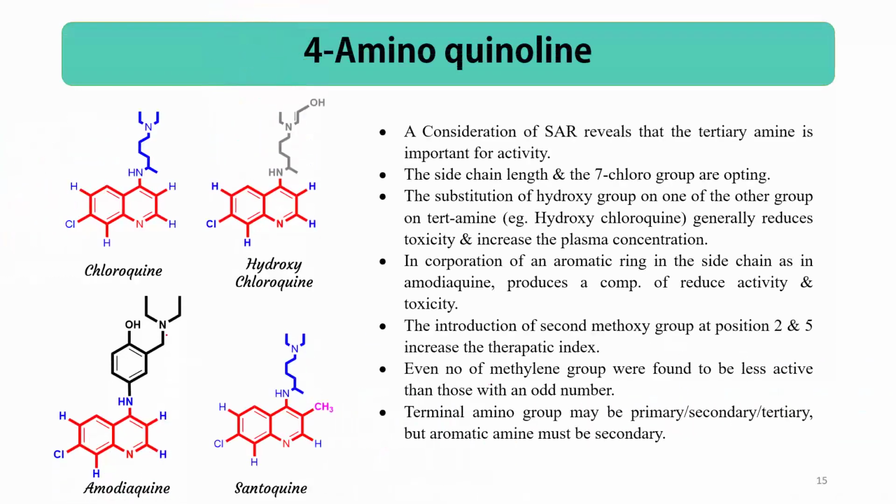Let's see the SAR of the 4-aminoquinoline drugs. So there are 4 kinds of drugs. The first one is chloroquine, the second one is hydroxychloroquine, the third one is amodiaquine, and the last one is sontoquine. You can see here the drugs have different kinds of R1 side chains, but in sontoquine, as we discussed, only the CH3 group is changed compared to chloroquine. Here chloroquine has H, amodiaquine has CH3.